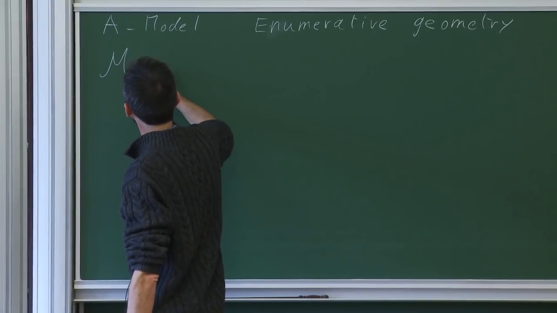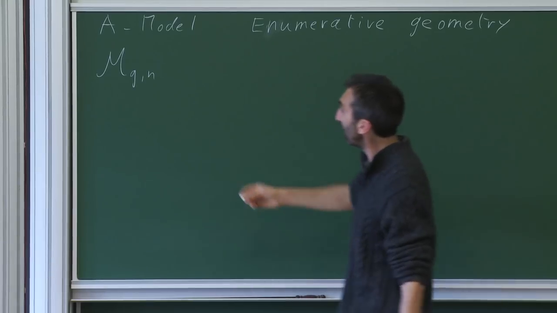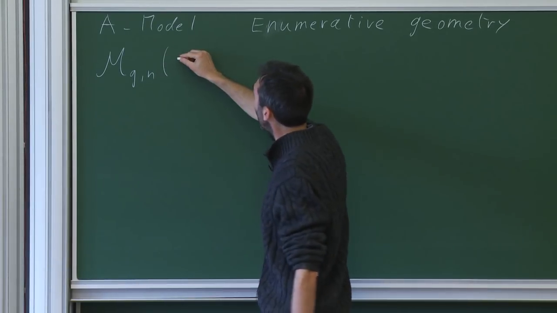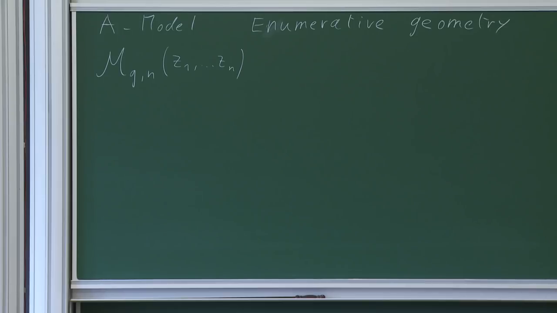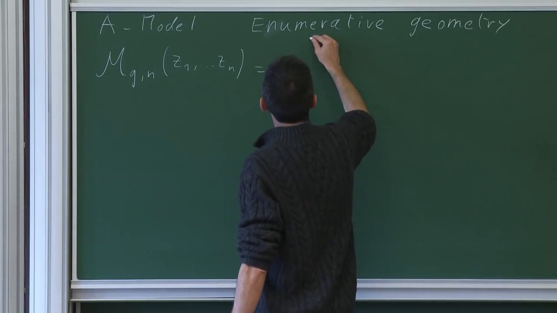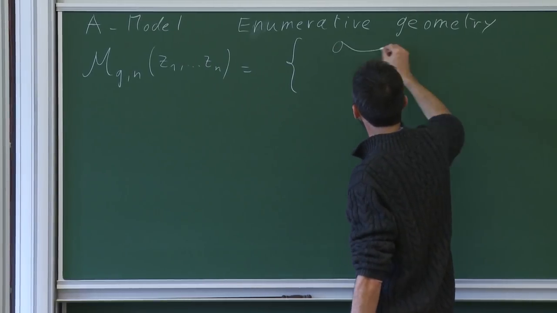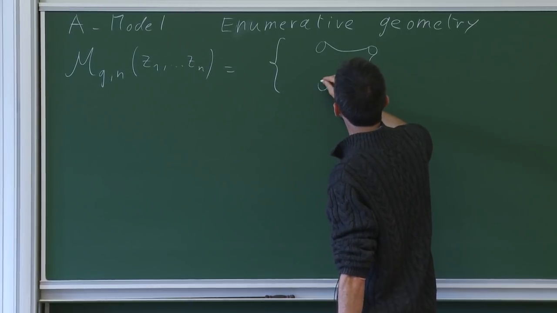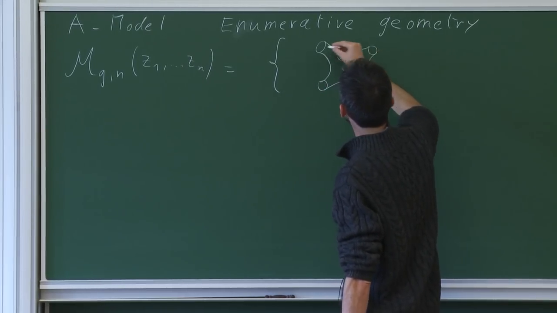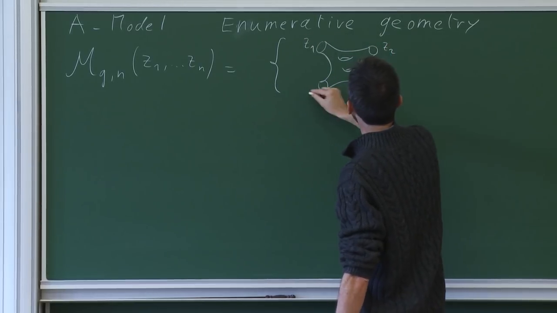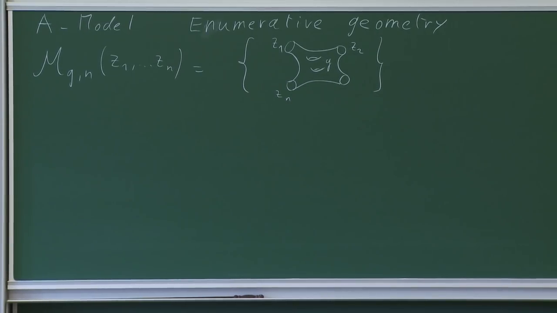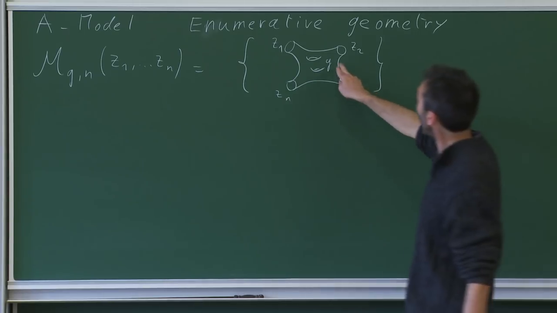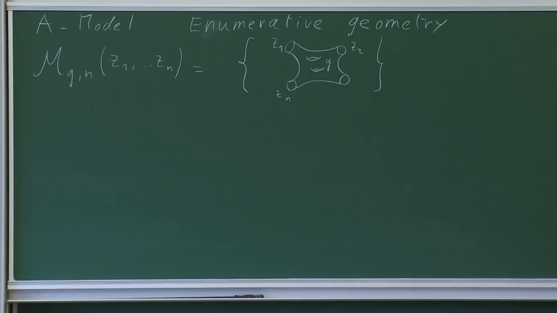So I'm being very general at this moment. We have a certain moduli space, let me call that M_{g,n}, that depends on some parameters, let me call them z_1, ..., z_n, whatever they are for the moment. It is a space of typically Riemann surfaces of genus g with n boundaries z_1, z_2, up to z_n. So it's a set of surfaces decorated with some moduli. There can be more moduli that I didn't write.